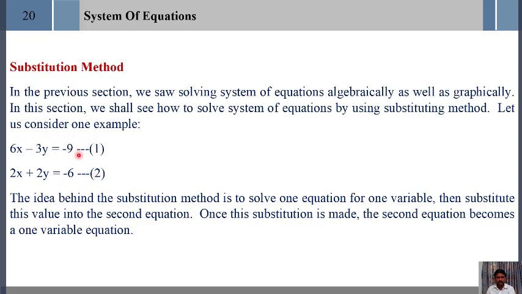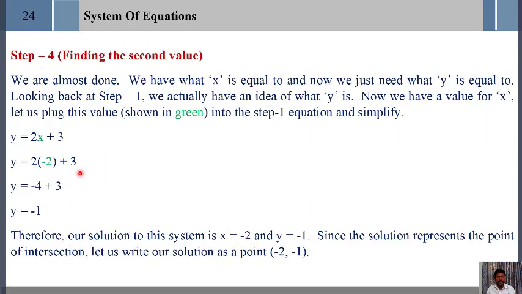Simply substitute the x value in either one of the equations, then we can get the other value. So substituting x equal to 2 in the equation y equal to 2x plus 3, we can find y equal to minus 1. Therefore, the required solutions are x equal to minus 2 and y equal to minus 1.